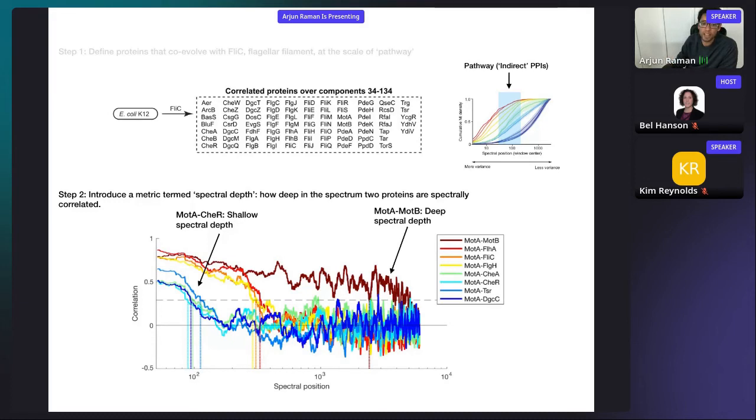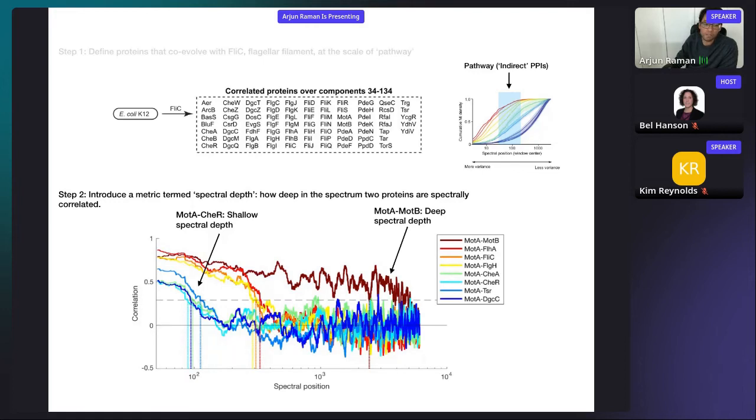If we look at MotA and MotB, these two proteins physically interact to create the motor complex of the flagellum. And what you can see is that they're spectrally correlated to a significant degree all the way out to here. This is the first point where they basically start going below a noise threshold that we computed for spectral correlation. So the spectral depth of MotA and MotB is deep.